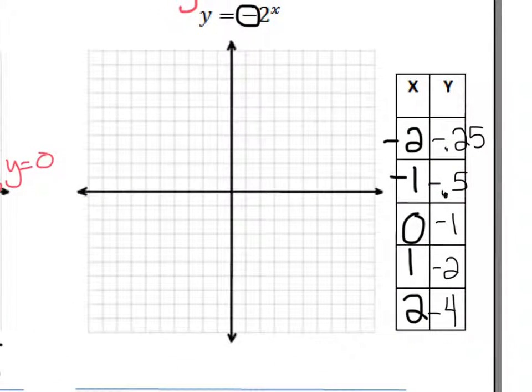So go ahead and graph these points. Take a moment to do that, and then unpause the video to make sure that you graphed them correctly. So (-2, -0.25) should have been right about there. (-1, -0.5), (0, -1), (1, -2), and then (2, -4).